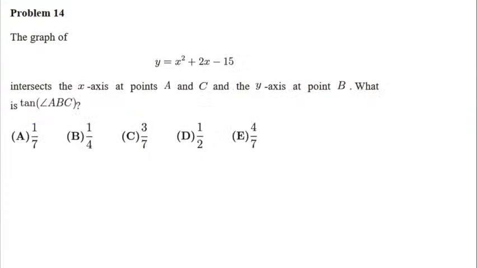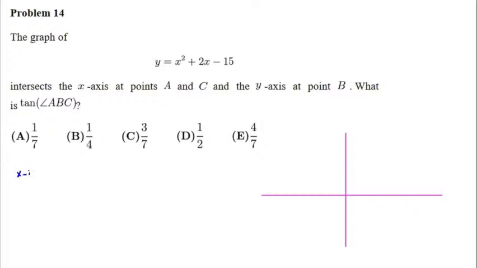2022 AMC 12B problem number 14. The graph of y equals x squared plus 2x minus 15 intersects the x-axis at points A and C and the y-axis at point B. What is tangent of angle ABC? So if we draw, let's find the y-intercept and x-intercept.